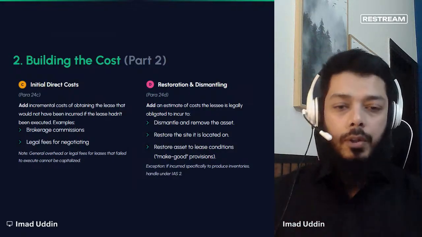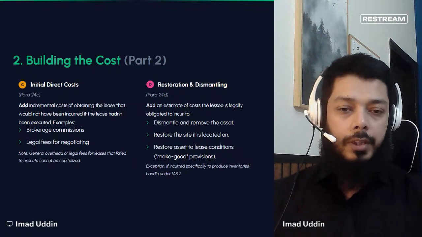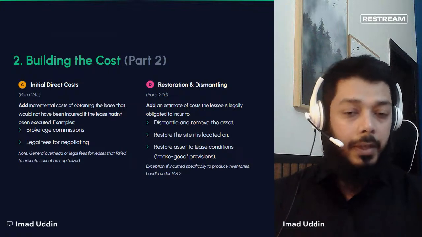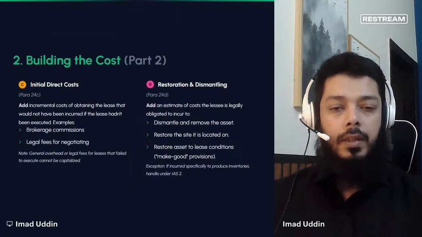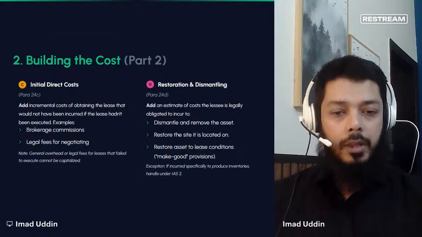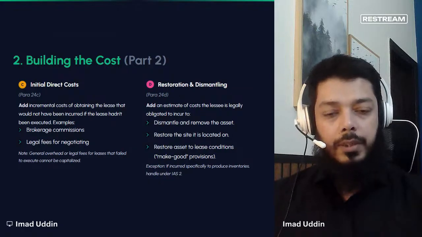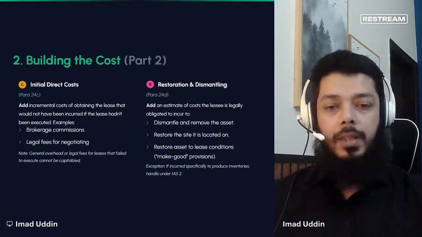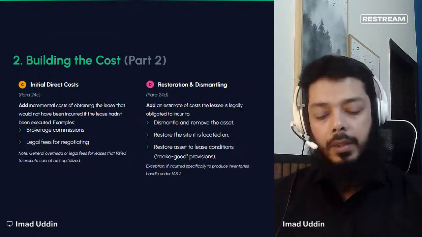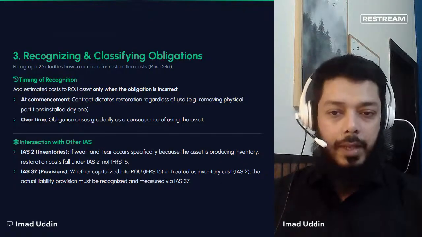And so, what kind of cost can these include? This includes dismantling cost, any cost to restore the site it is located on, or restore the asset to lease conditions. And so, these are the four basic components that are included in the cost of the right of use asset.